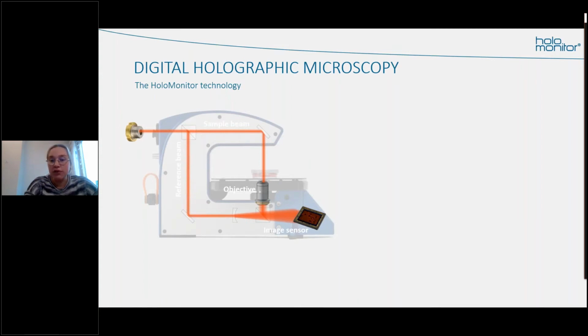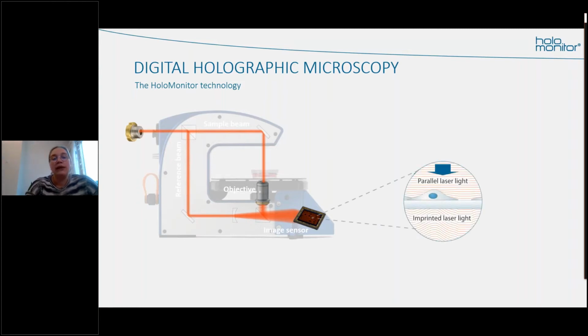And as I mentioned, it's based on digital holographic imaging. This means that we have a low power laser beam going into the system through the back, where the laser beam is divided into a sample beam that travels through the cell sample and the objective, and then one reference beam that travels unhindered through the back of the instrument. After the objective, the two beams are merged again before hitting the image sensor.